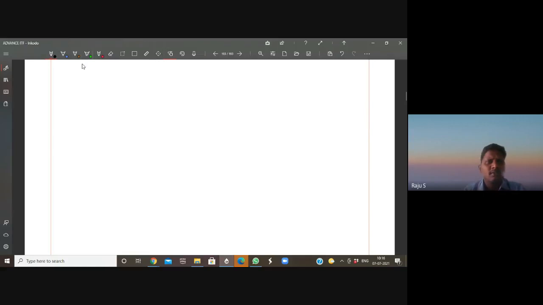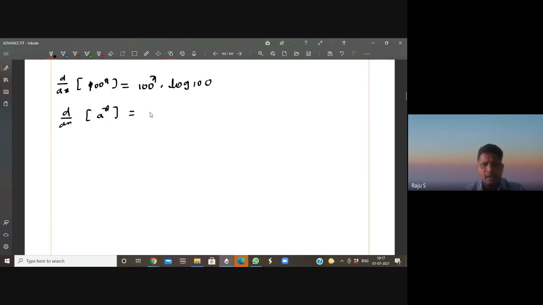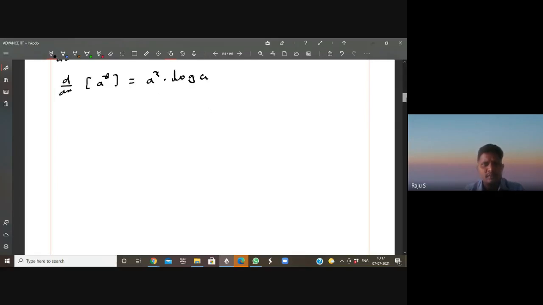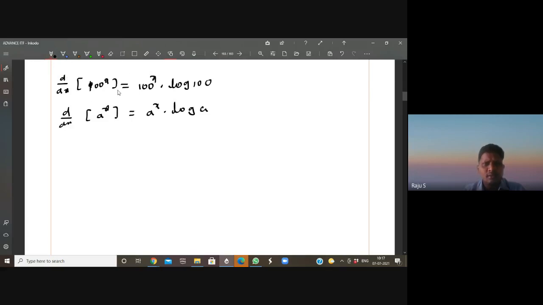Next, for example, d by dx of a power x. I want to take 100 power x. Anyone? What is the derivative of 100 power x? 100 power x into log 100. Okay, it is in the form of a power x. The derivative of a power x is a power x into log a. Is it clear? So a power x may be 100 power x, 2 power x, 3 power x, whatever it is. Right?